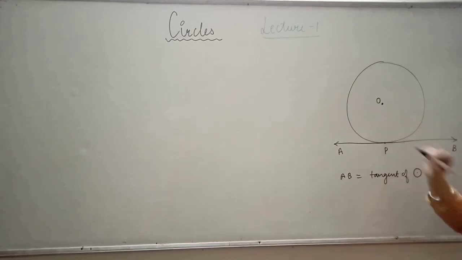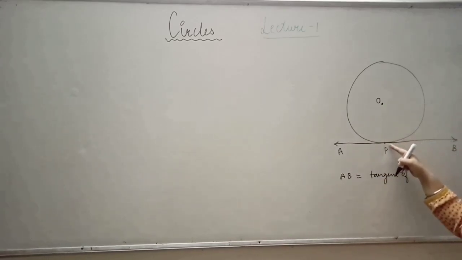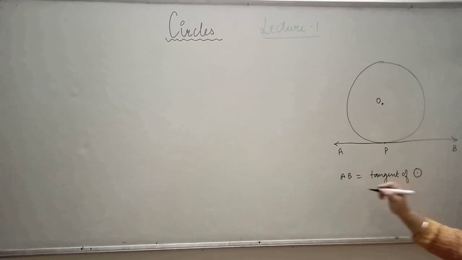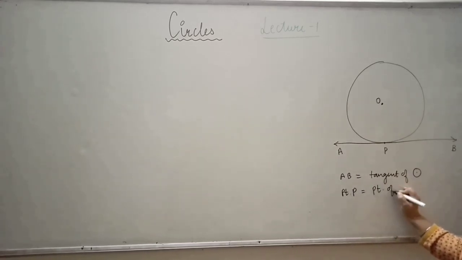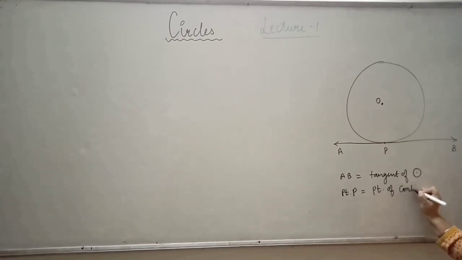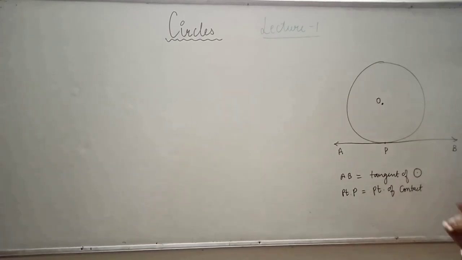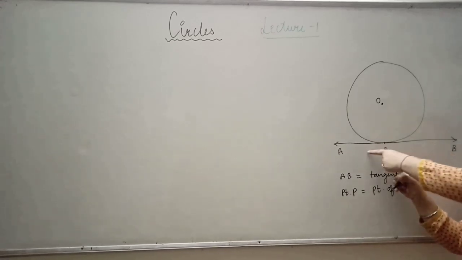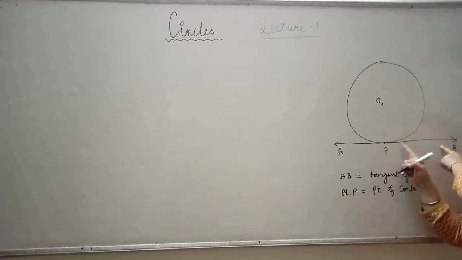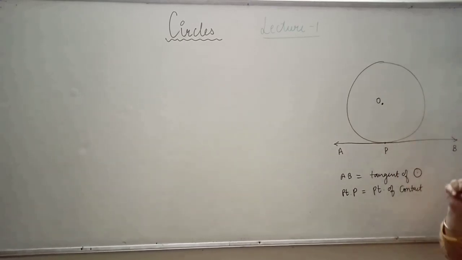Now what is this point P called? P is the point where this line is intersecting, the only one point where it is intersecting. So this point P is the point of tangent, the point of contact of the tangent with the circle. Point P is called the point of contact.